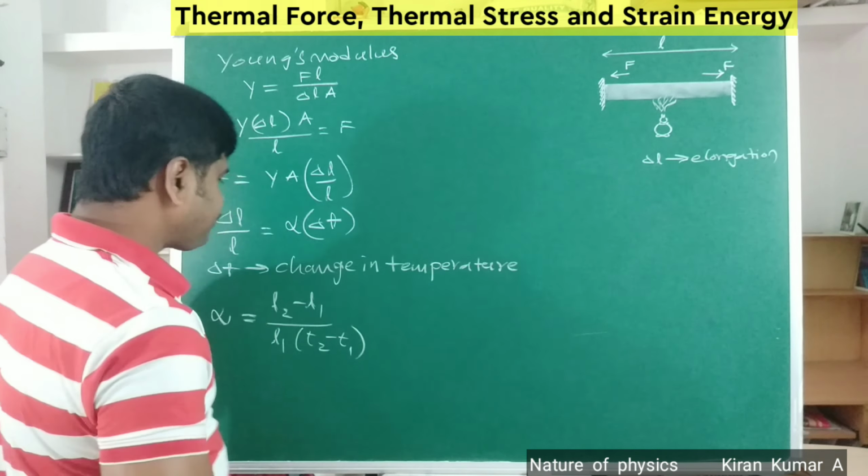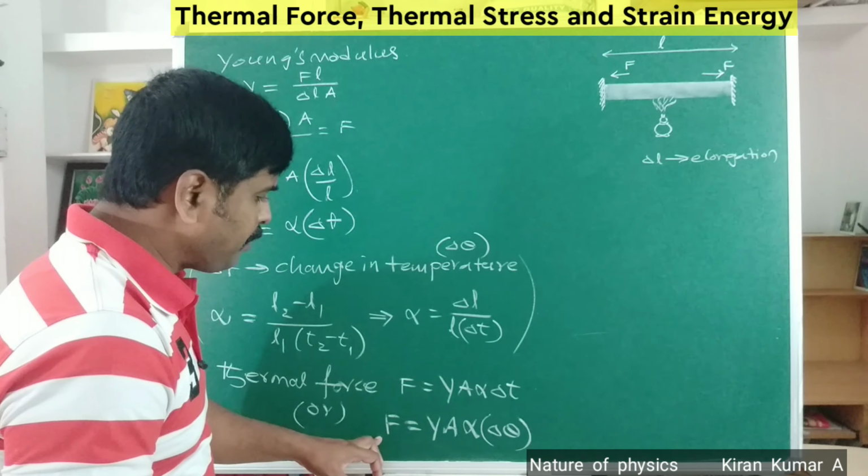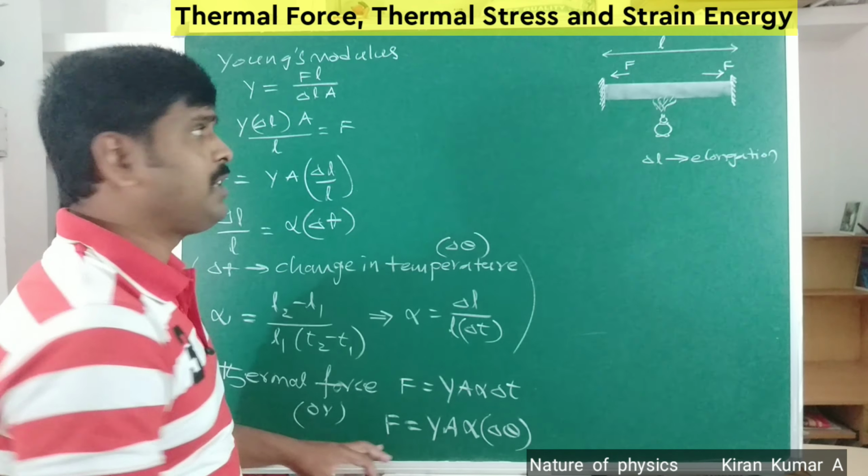So thermal force F is equal to YA delta L by L, whose value is alpha into delta T, or we can write F is equal to Y, Young's modulus, A, area, alpha into delta theta. Okay, delta theta is the change in temperature. We can write this as delta theta also. So here the thermal force per unit area is the thermal stress.